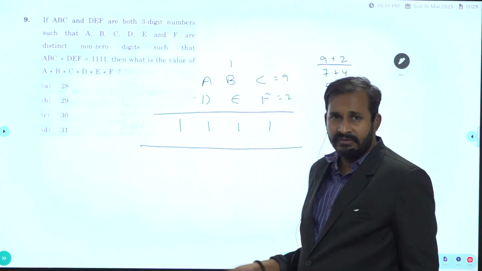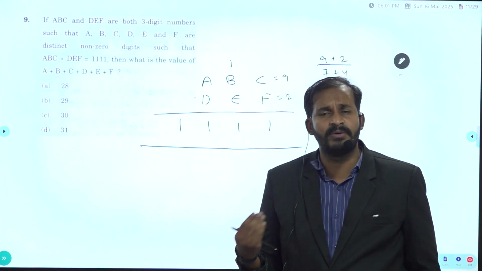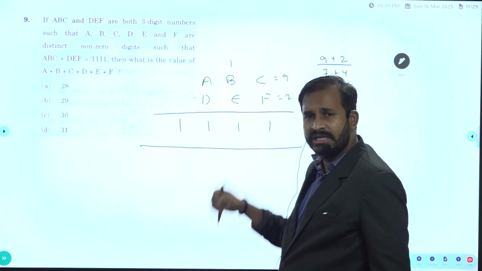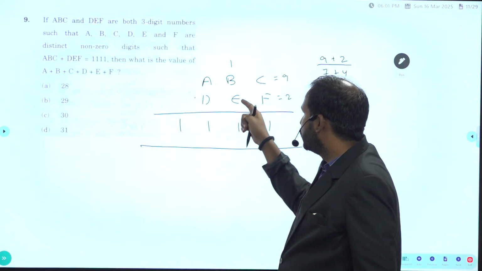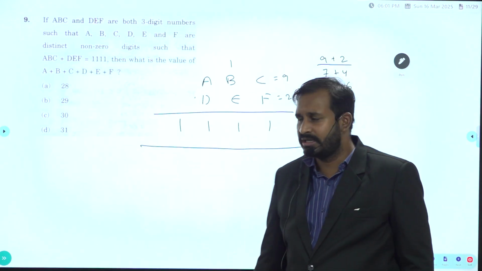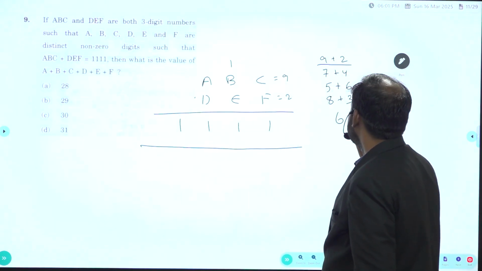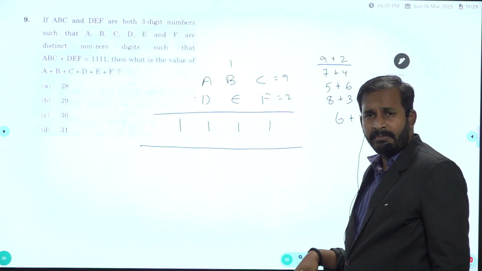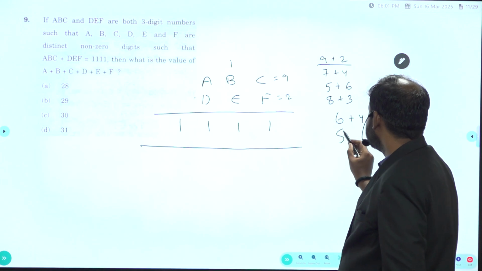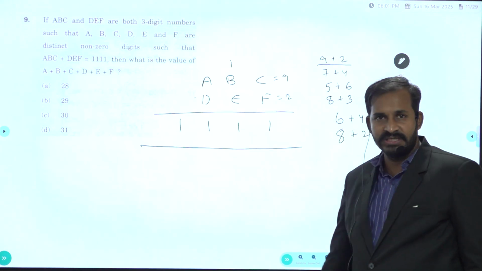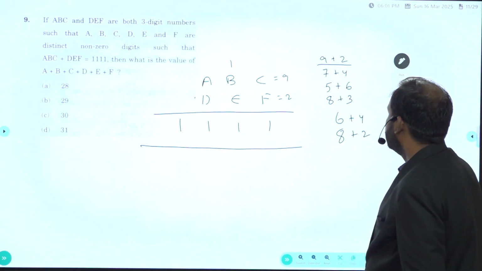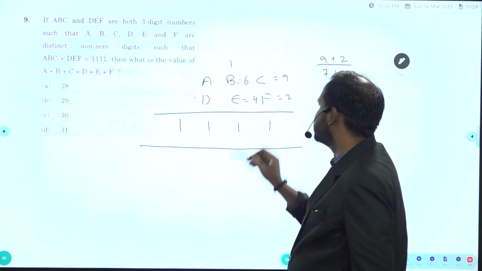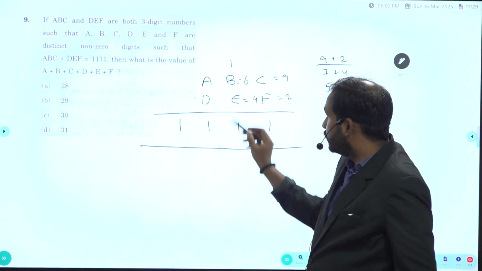I told you, when you add two numbers, the highest value possible for us is 18. We cannot take 20 here. So the sum of B and E should be 10. So what are the chances I have here? 6 plus 4. Apart from 6 plus 4, we have one more thing, that is 8 plus 2. Now we will see. B value I will take as 6 and E value I will take as 4 for time being. So 11 and 11.